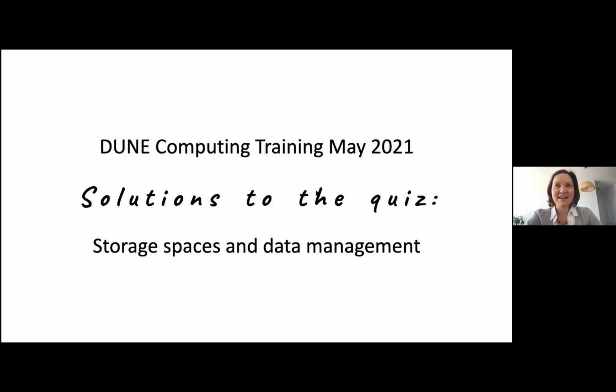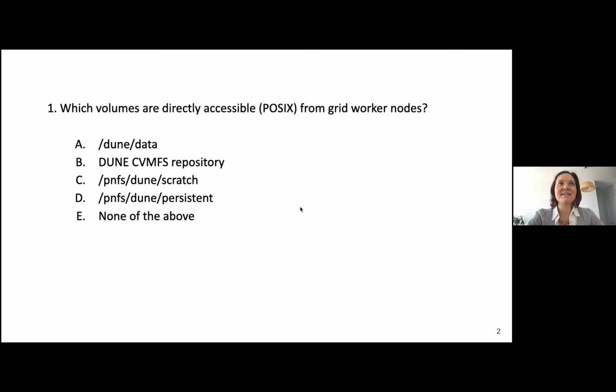So let's go. Can you see this slide with question number 1? Yes. Okay. For question number 1, which volumes are directly accessible through POSIX from a grid worker node? The correct answer was B, the Dune CVMFS repository. This was the second most popular answer, so almost there.